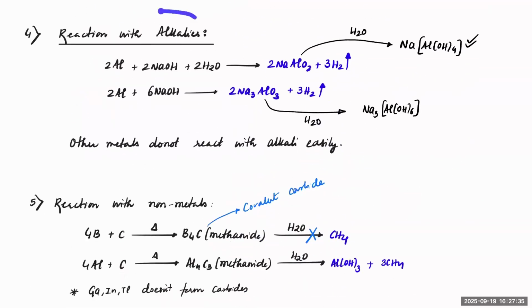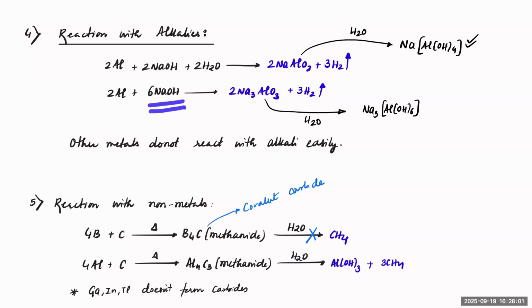Next, check out reaction with alkalis. If you react aluminium with NaOH and H2O, aluminium will become NaAlO2, got it? And NaAlO2 with H2O will form Na[Al(OH)4]. Basically, this is called sodium meta-aluminate, releasing H2 gas here.